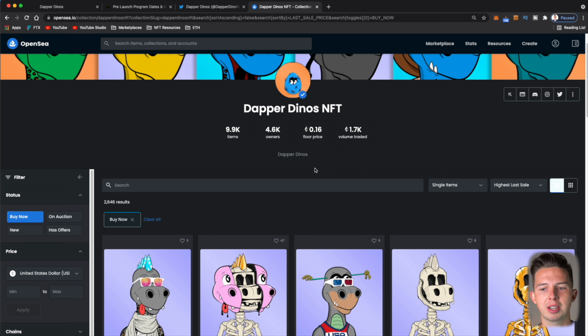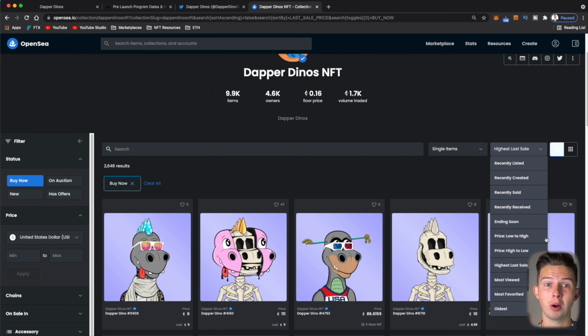But should you be buying into Dapper Dinos? Well, it's up to you and your risk tolerance. Personally, I don't see that these are gonna be able to go down much more below this 0.16 Ethereum price. Because when you factor in that people bought these and minted them for 0.08 Ethereum, 0.16 is basically double.